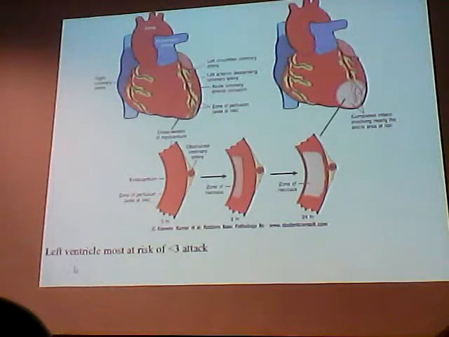So the left ventricle is the most at risk for a heart attack. Most of the blood goes through here, and then that blood has to feed through the rest of the body.